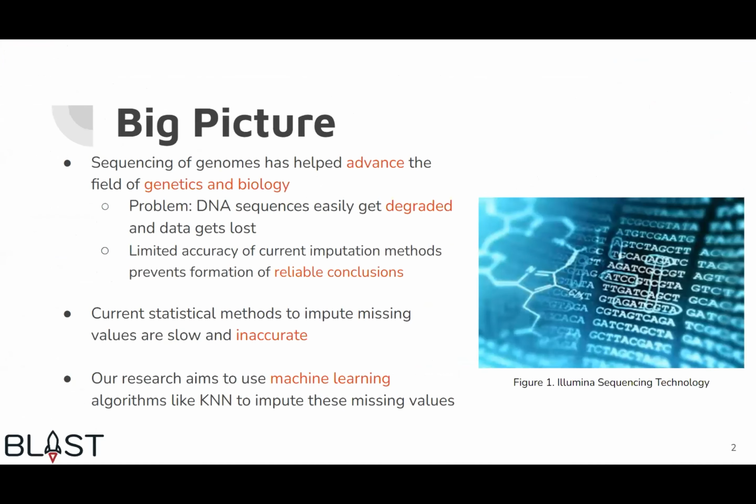The sequencing of genomes has helped advance the field of genetics and biology by enabling scientists to gain an accurate understanding of organisms. However, a major problem in this field is that DNA sequences are easily degraded, and when that happens, the data gets lost. The limited accuracy of current sequencing methods prevents the formation of reliable conclusions since they are both slow and inaccurate. Our research aims to use machine learning, specifically KNN, to impute or fill in these missing values.